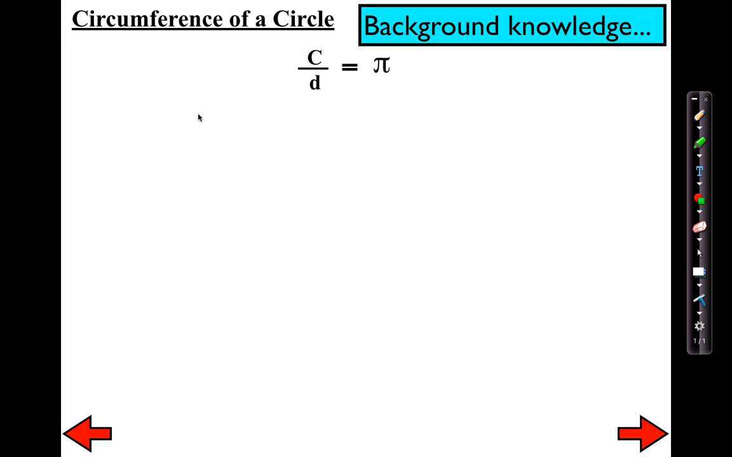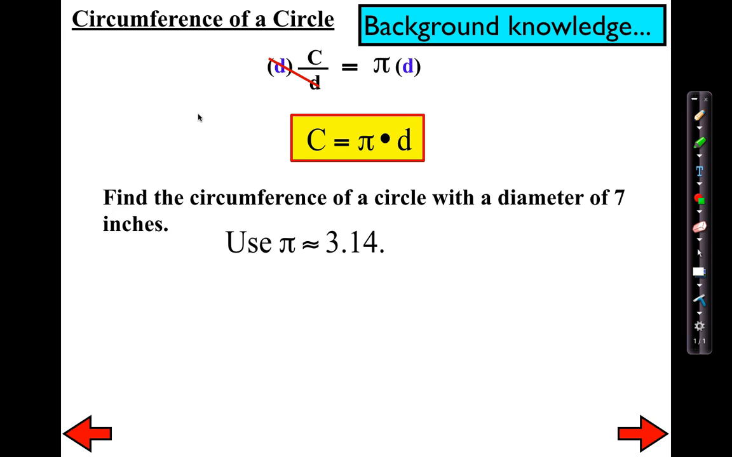Okay, so just a quick reminder as well, circumference of a circle is known as C equals pi times d. So in other words, circumference equals pi times the diameter. Now, typically when we're asked to write the circumference as a decimal, what we're going to be asked to use for pi is 3.14.